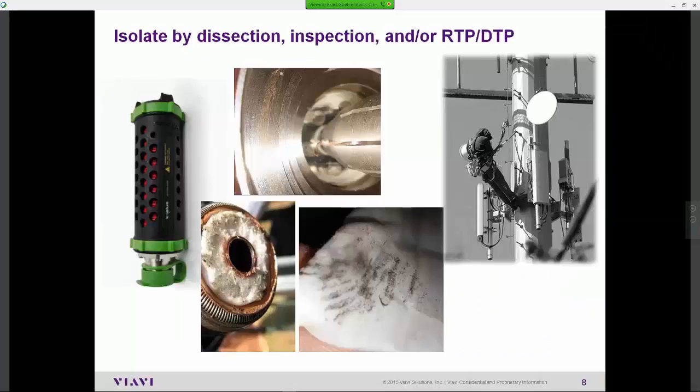But some of the other ways to isolate PIM is by dissection, meaning you actually have to take off the weatherproofing tape or whatever's covering it up. Inspection, doing visual inspection of the actual RF components, or even, as you can see on the far left-hand side, putting a PIM-rated load at key locations.